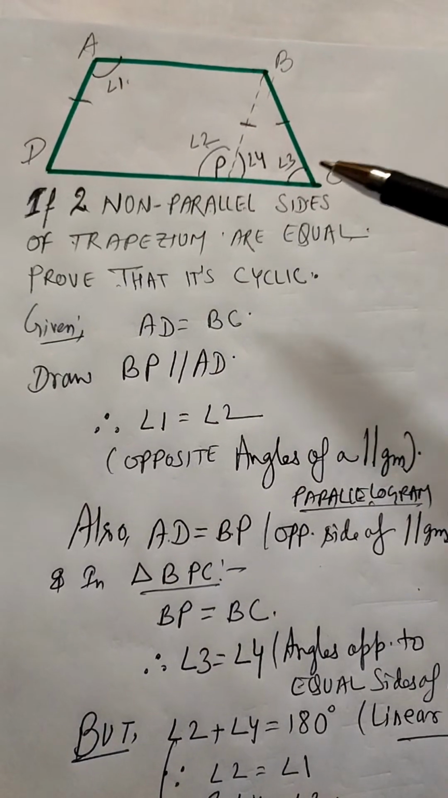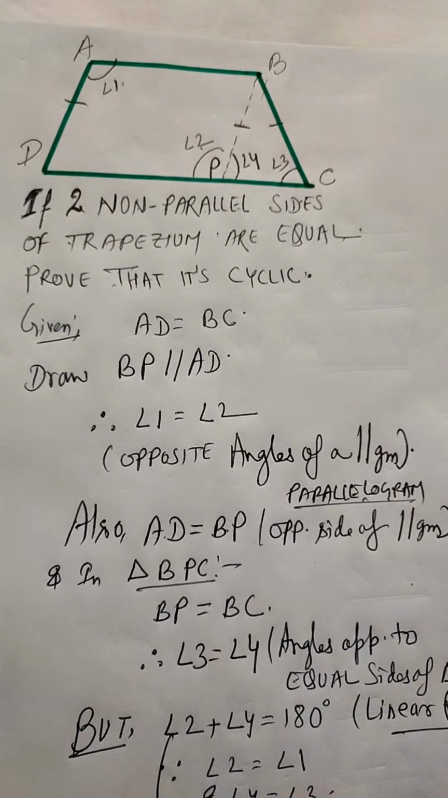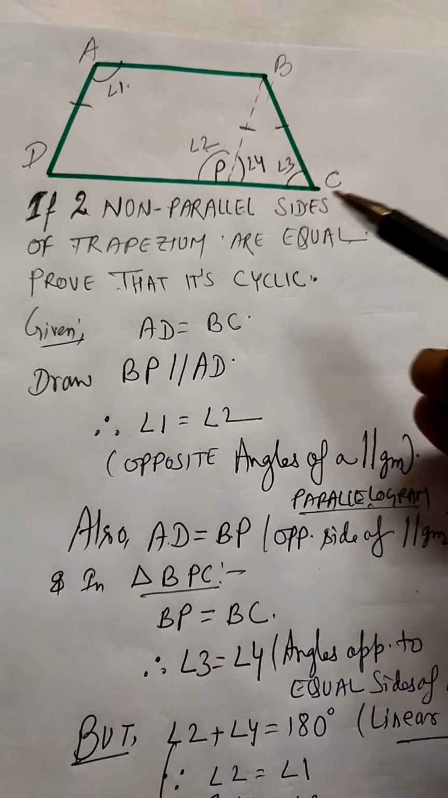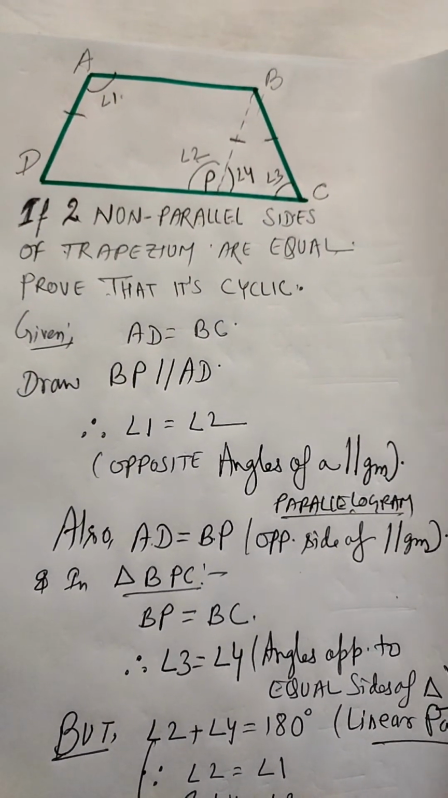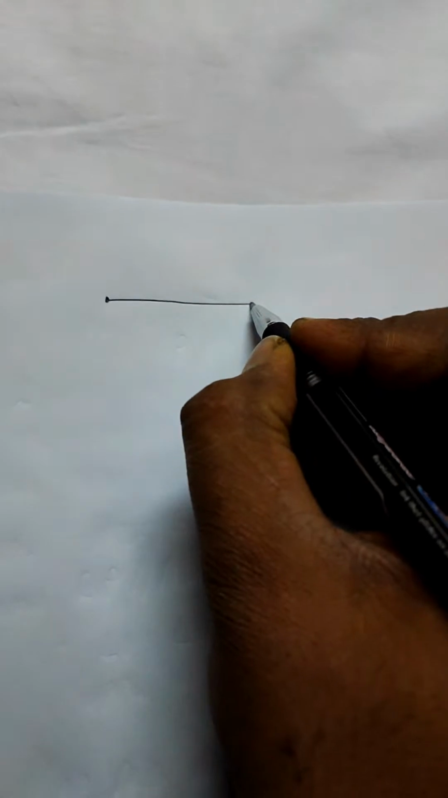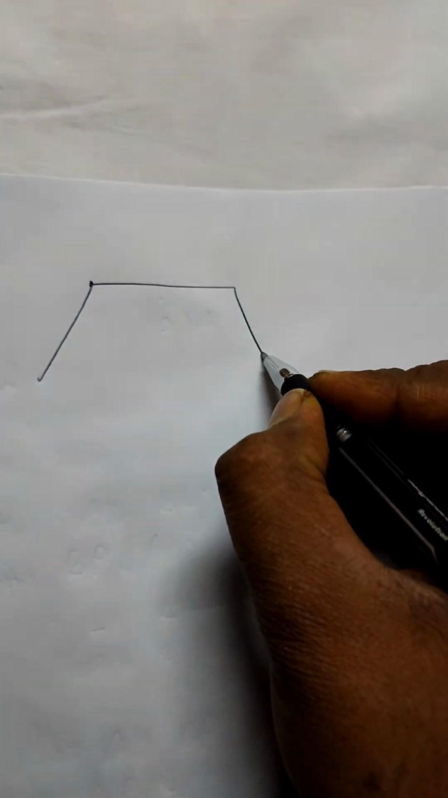Then if the non-parallel sides of a trapezium are equal, then it's cyclic, right? So here I am taking one trapezium whose non-parallel sides are equal. So this is a trapezium whose non-parallel sides are equal.